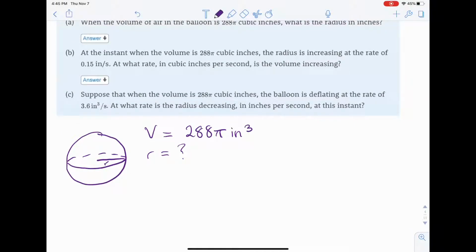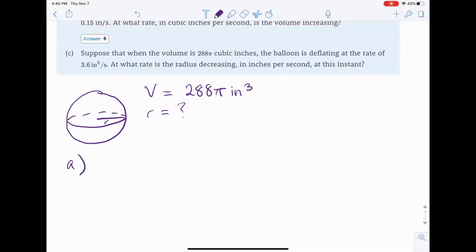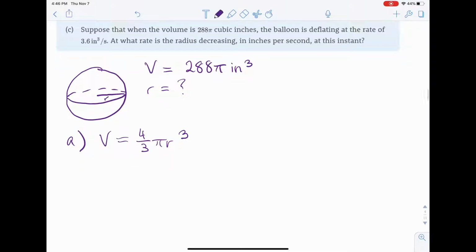So basically, for part A, we can just use the regular volume of a sphere formula for this. V equals 4/3 pi r cubed. And we need to find the radius. So V is 288 pi equals 4/3 pi r cubed. We can cancel out the pi's because they're on both sides. And then we divide 288 by 4/3, and that is equal to r cubed.